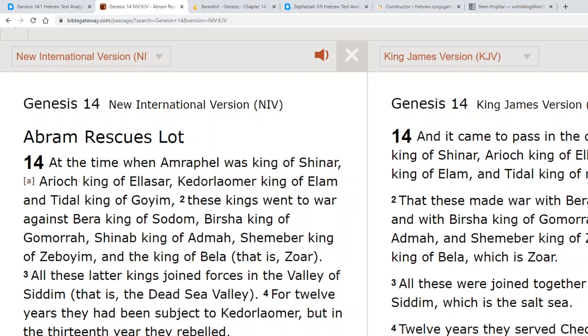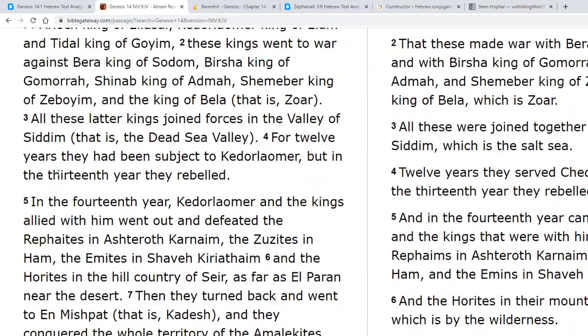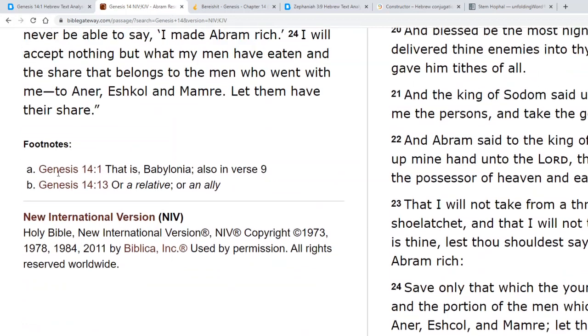I can see where they got it from. But I think if that was the meaning of it, it would say Melech HaGoyim, right? It would say the king of the nations in Hebrew. It just seems to be like that. And apparently, NIV agrees. At the time when Amraphel was king of Shinar, Arioch, king of Ellasar, Kedorlaomer, king of Elam, and Tidal, king of Goyim. Right? So let's see what the root says.